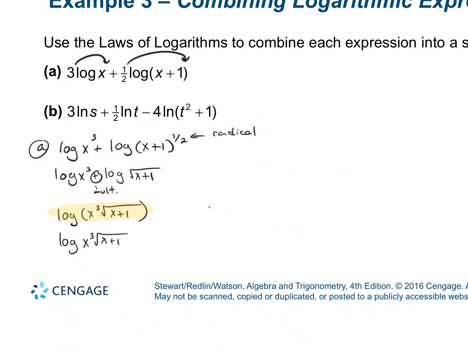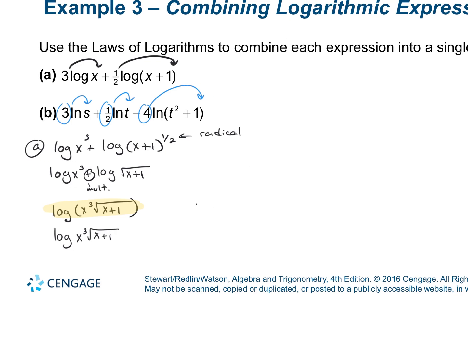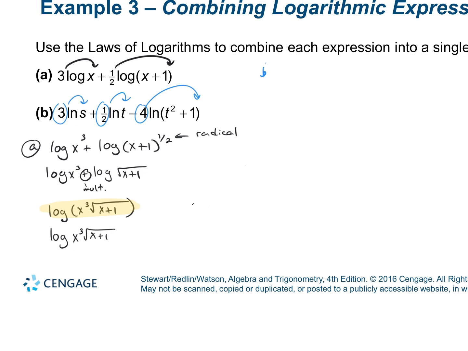Now for B, again, first thing we're going to do is move all those multiplications into an exponent, so the 3 and the -4. So for B, I'm going to do it up here. It's going to be ln of s to the 3rd plus ln of t to the half minus ln of (t squared plus 1) to the 4th power.